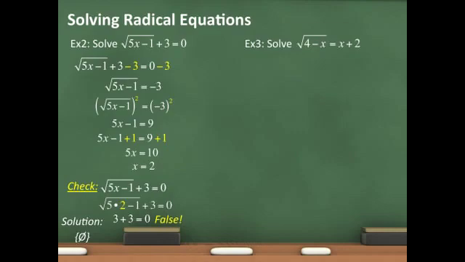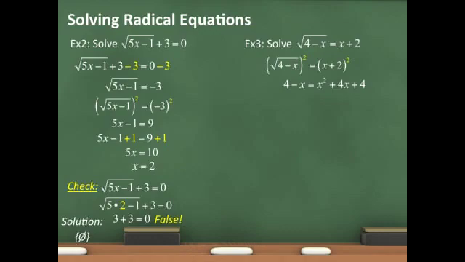In example 3, we have the square root of 4 minus x equals x plus 2. Again, the radical is already isolated, so step 1 has already been done. Step 2 is to raise both sides of the equation to the second power. On the left side, we simply bring down the 4 minus x.